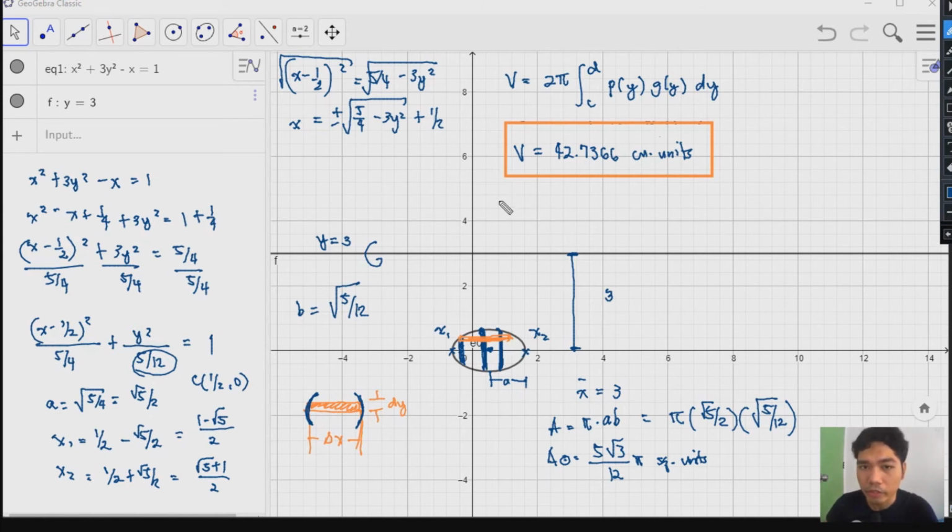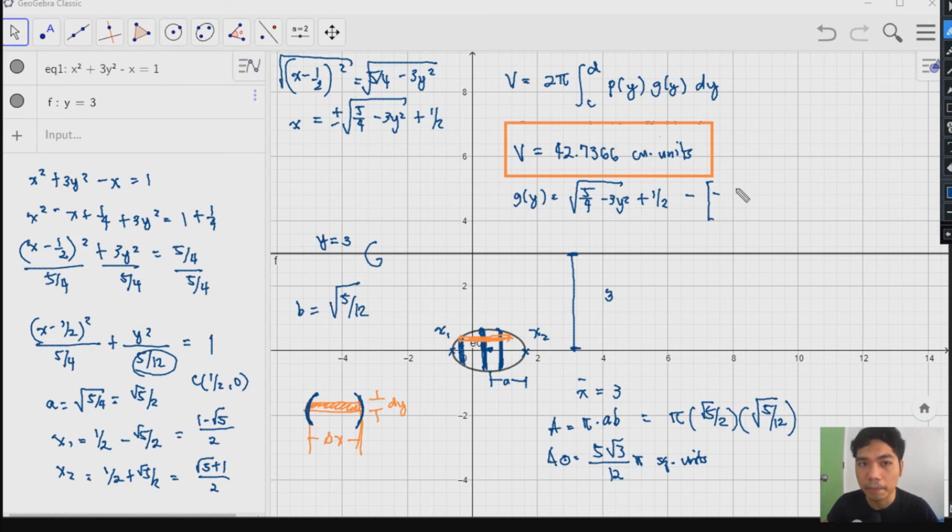The formula we'll be using for the shell method would be 2 pi. This is already the equation. So if we find the delta x, let's say your g of y is the delta x. So that is the positive side of that ellipse minus the negative side of that ellipse. So therefore, your g of y is equal to the positive portion, so that's the square root of 5 over 4 minus 3y squared plus 1/2.